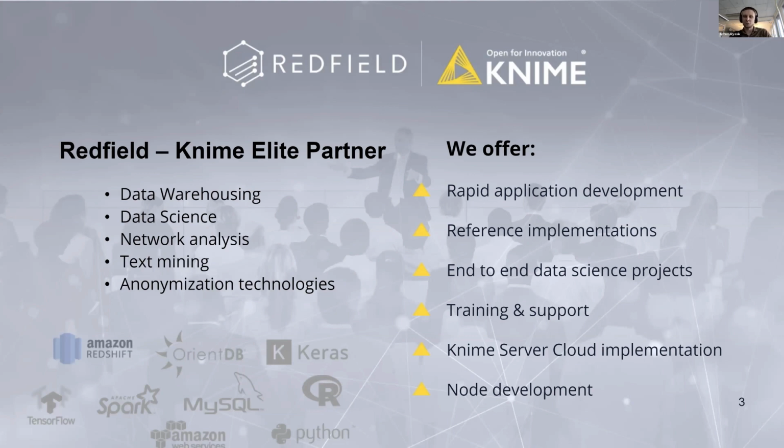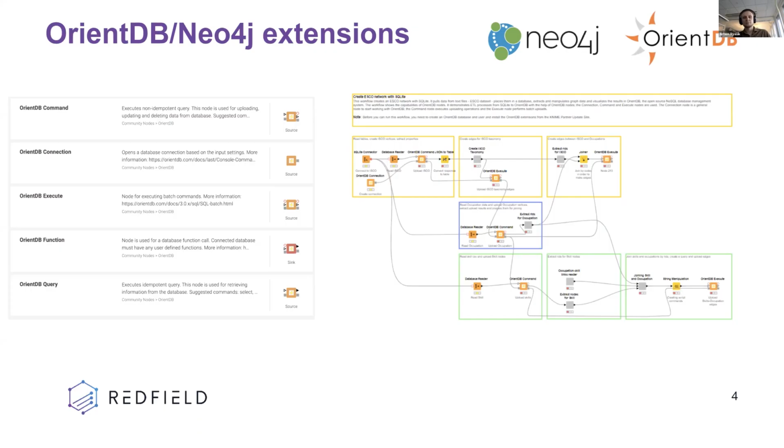Yeah, so this is just a short description of our company. And let me just introduce you shortly to the extensions for KNIME that we have developed. As long as we are working with graph databases, we have developed an integration for OrientDB, a graph database, so you can easily work and process your data in OrientDB. You can do ETL processes, and also we are developing a Neo4j extension, and we are planning to release it this summer.